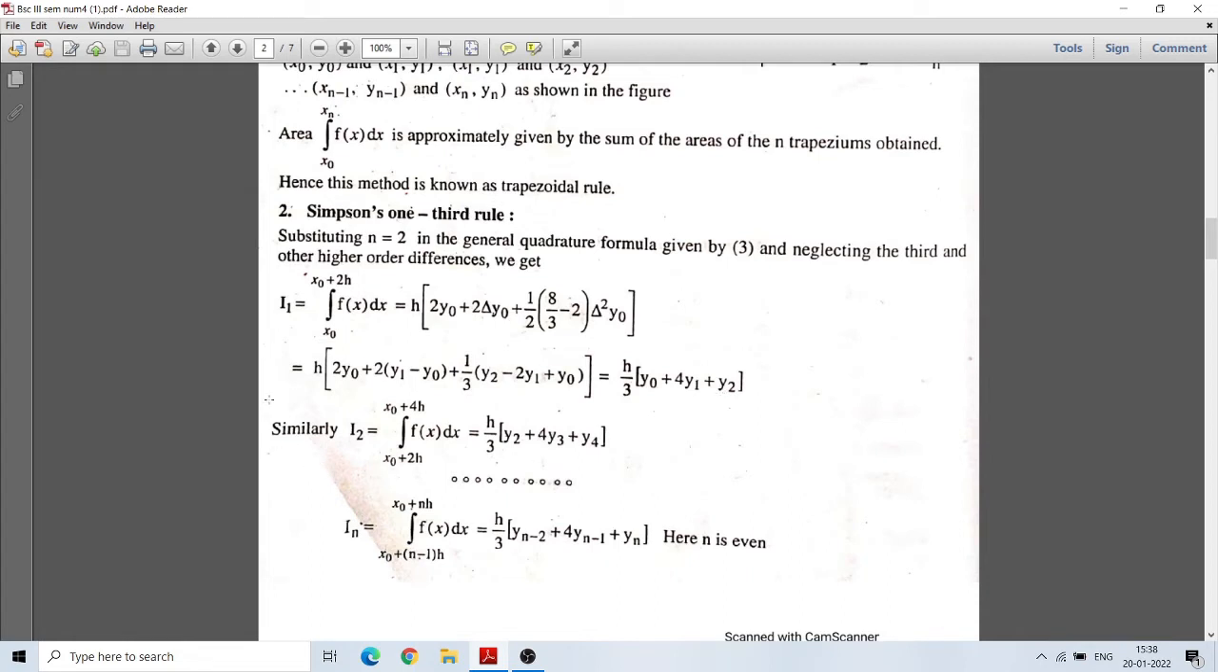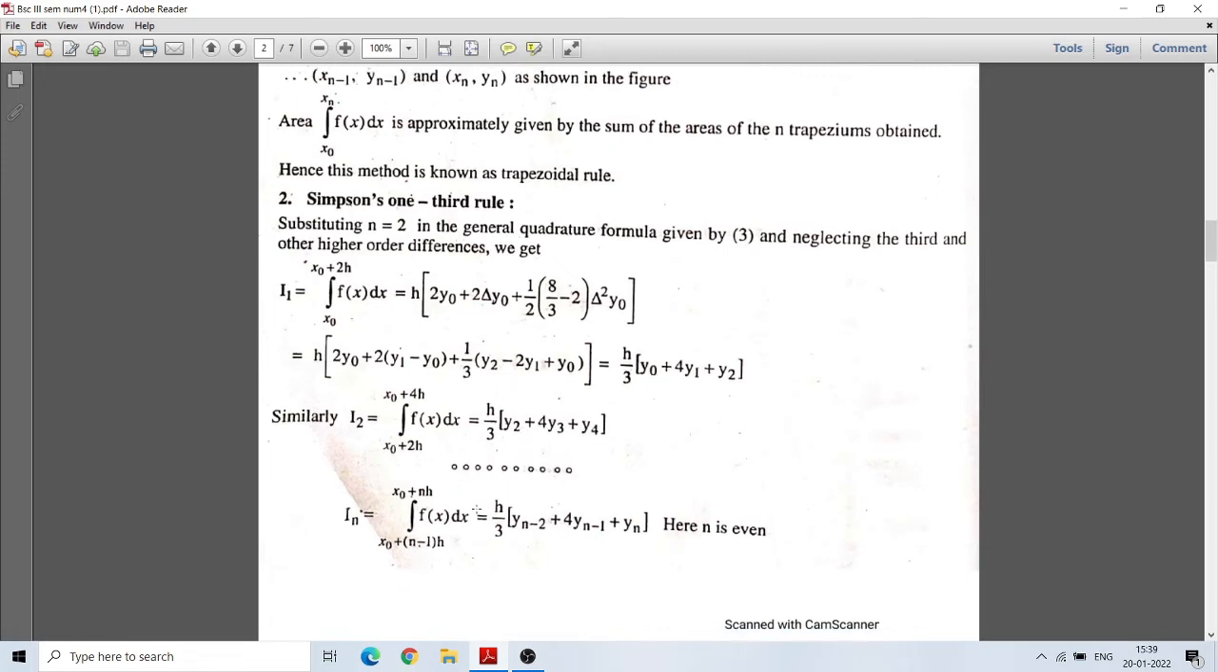Similarly, we can find the higher orders also, that is n is equal to 3, 4, 5. Similarly we write I2 is equal to the integral over the limit x naught plus 2h to x naught plus 4h. Look here, x naught plus 2h is there, and x naught plus 4h is there. We put n is equal to 4, then we get h by 3 (y2 plus 4y3 plus y4) and so on.